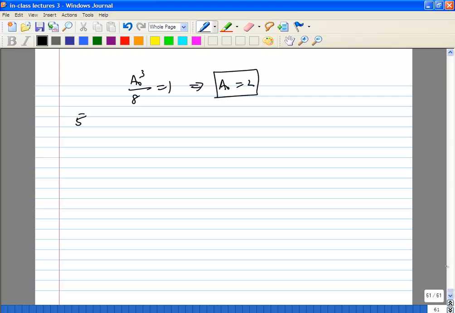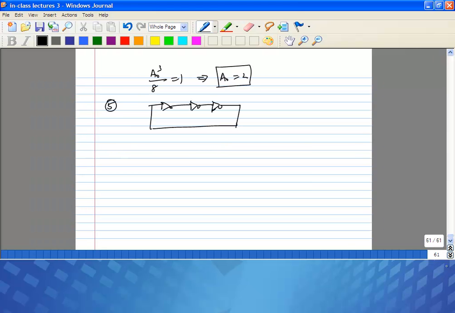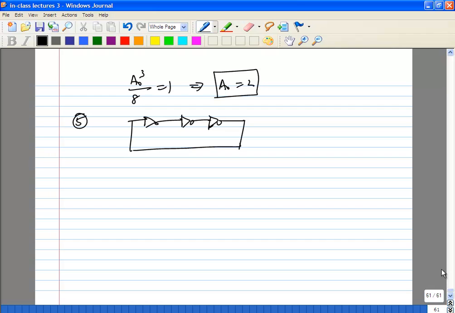I'm sure everybody knows this. If you take the simple case of a ring oscillator, your delay is TR plus TF over 2. You have a rise time and a fall time for each inverter.